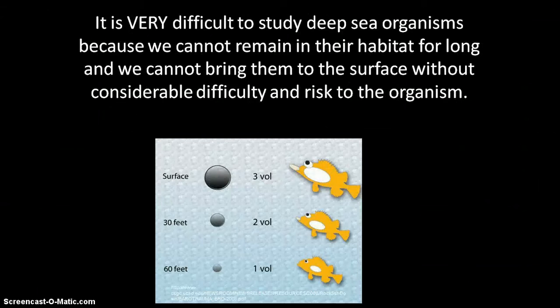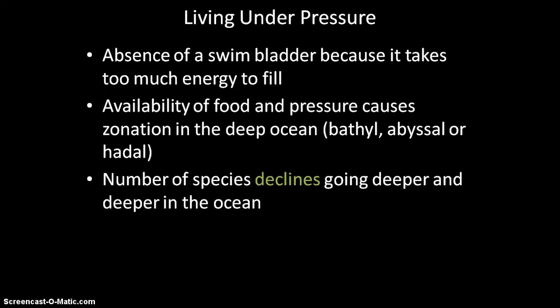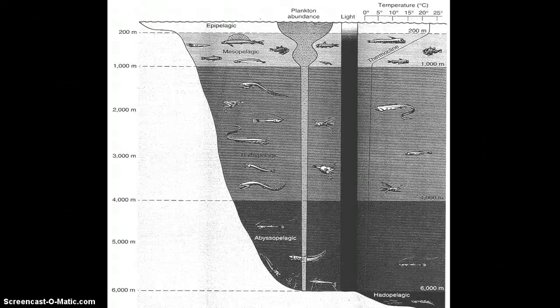So this is just to show you why it's hard, especially for fish, because some of them have swim bladders, and that will kill them if you bring them up too deep or too fast. And so most of them in the deep sea do not have swim bladders. And as we go down in the water, you get fewer and fewer species because there is more and more pressure and less food. So you get fewer and fewer animals. This picture just illustrates that.